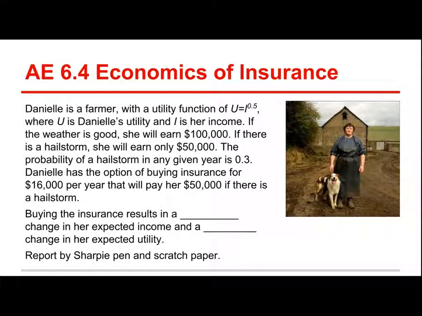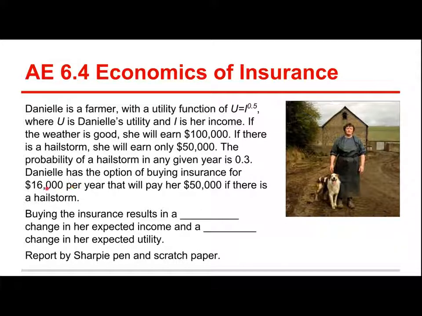Notice that the utility function is the square root of income, and she's earning $100,000 a year if there's good weather and $50,000 a year in hail. If there's a hailstorm, we assume those are the only two possible states. Probability of a hailstorm is 0.3, so probability of good weather is 0.7.